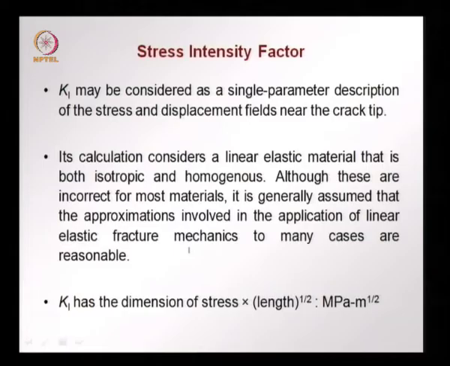K1 has the dimension of stress times the square root of length, such as megapascal square root of meter.